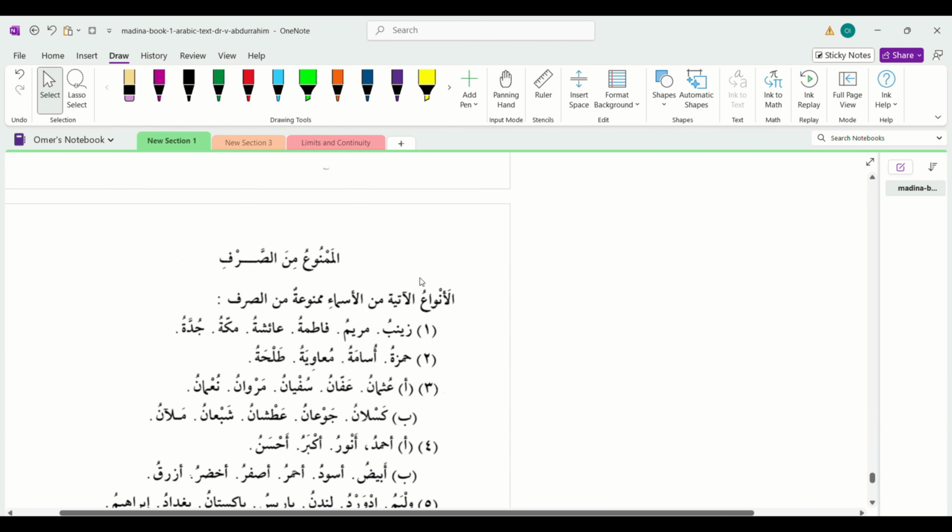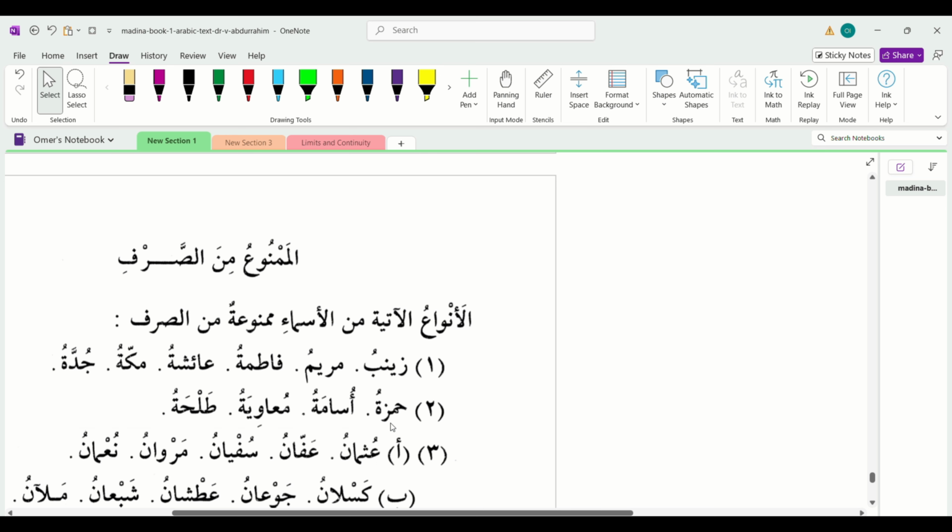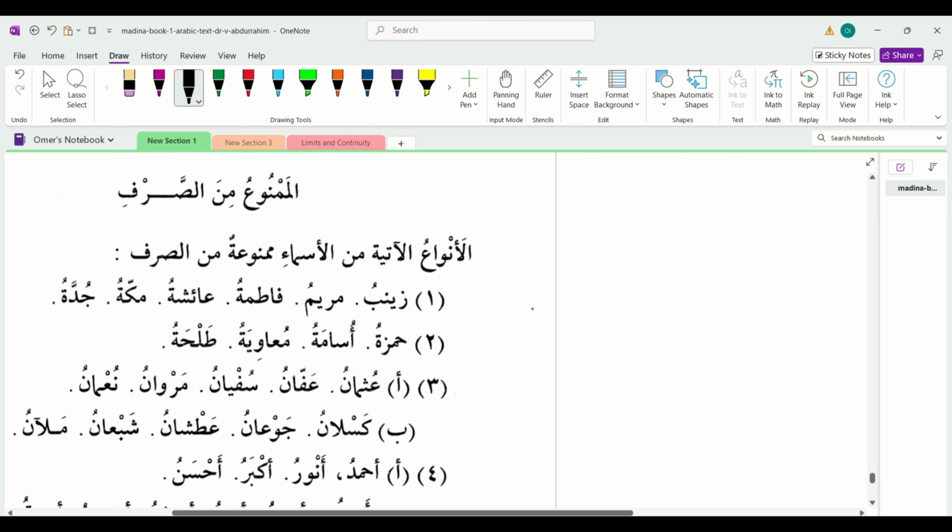Oh, it's just written here. So نعم الممنوع من الصرف. الأنواع الآتية من الأسماء ممنوعة من الصرف. So the following kinds are, I could have just used this anyways. So the following kinds are ممنوع or forbidden from صرف. زينب, مريم, so number one are feminine proper nouns: زينب, مريم, فاطمة, عائشة, مكة, جدة, and second are masculine proper nouns.